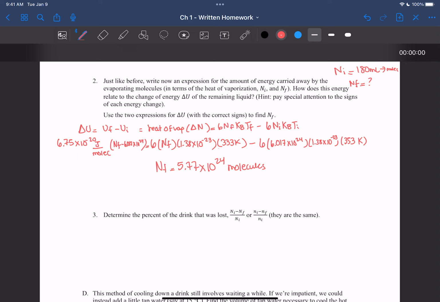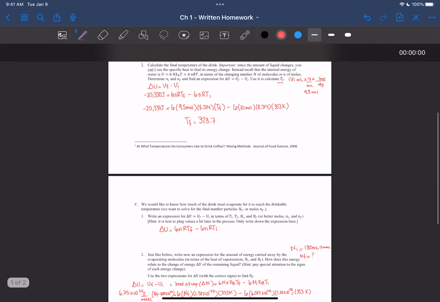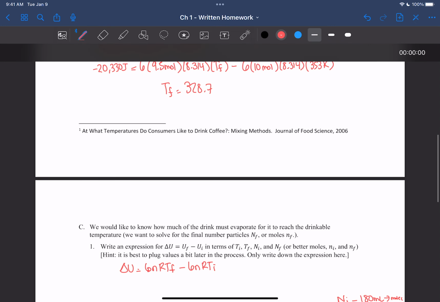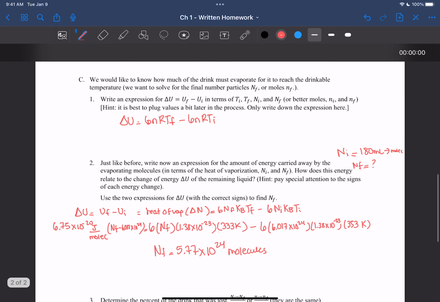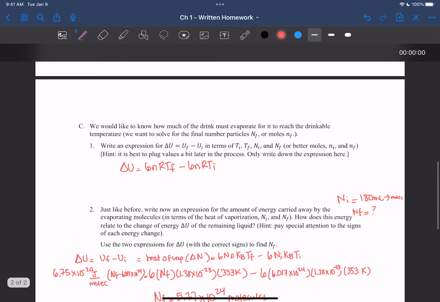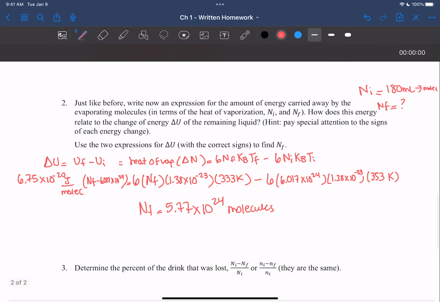Use the two expressions for delta U with the correct signs to find NF. I'm not even gonna lie, I have no idea what they're talking about, because we really just wrote one expression technically. Unless they're telling you to literally do this problem twice, once with moles and once with molecules.